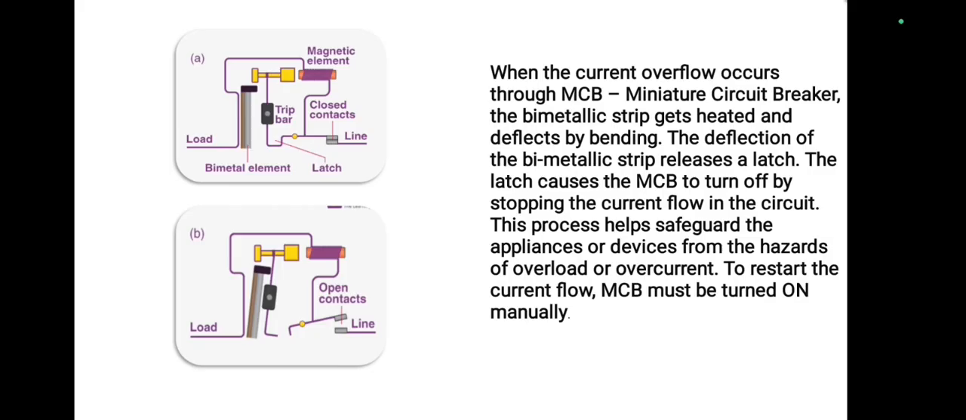When the current overflow occurs through MCB, the bimetallic strip gets heated and deflects by bending. The deflection of the bimetallic strip releases a latch. The latch causes the MCB to turn off by stopping the current flow in the circuit. This process helps safeguard the appliances or devices from the hazard of overload or overcurrent. To restart the current flow, MCB must be turned on manually.